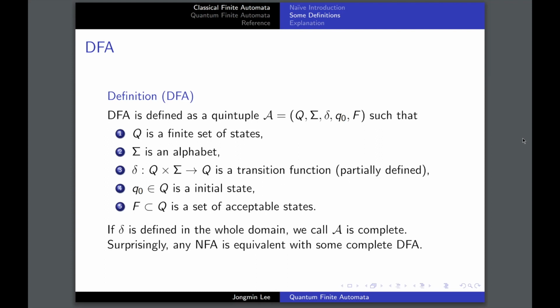And surprisingly, any NFA is equivalent to some complete DFA. I used complete to make it a whole function, not a partial function. If you are wondering about the proof of the equivalence between NFA and complete DFA, then personally ask me, and I will give you some additional materials. So we will forget NFA. We only use complete DFA.